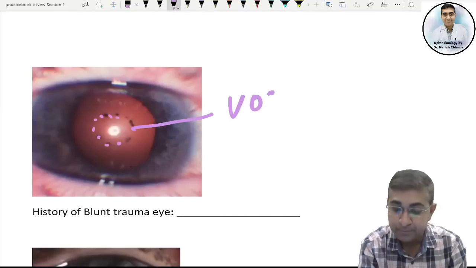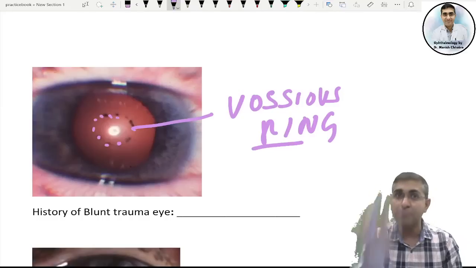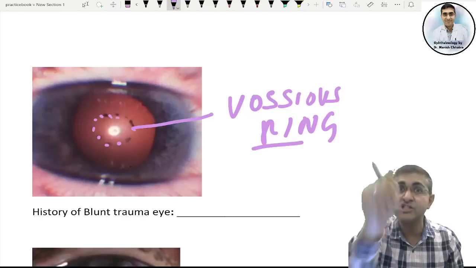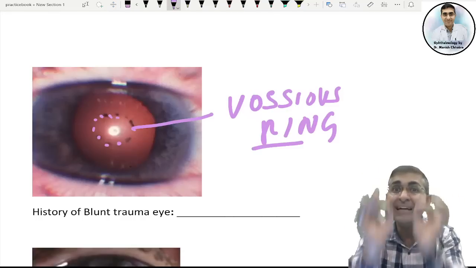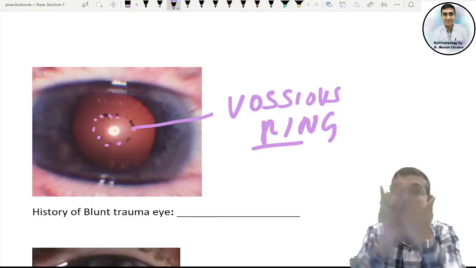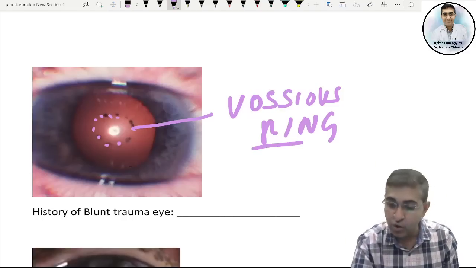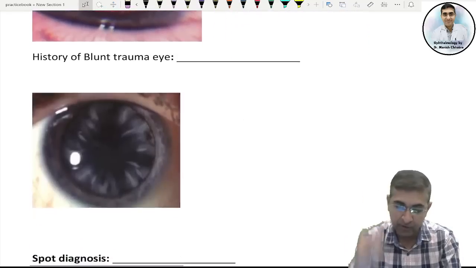This is typically Vossius ring. What is Vossius ring? When there is blunt trauma to the eye, there is compression of the iris on the anterior lens capsule, due to which there is pigment dispersion on the anterior lens capsule, which will lead to formation of a small ring. You call it the Vossius ring. Okay, wonderful.